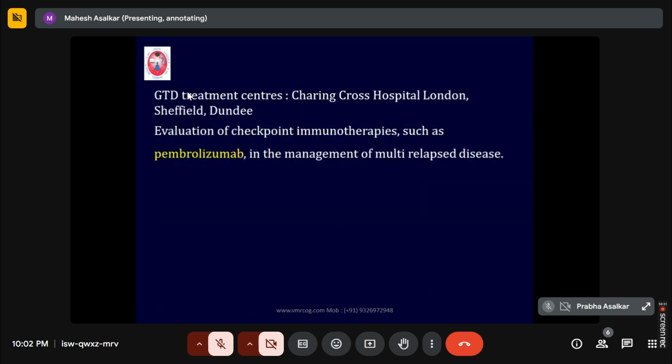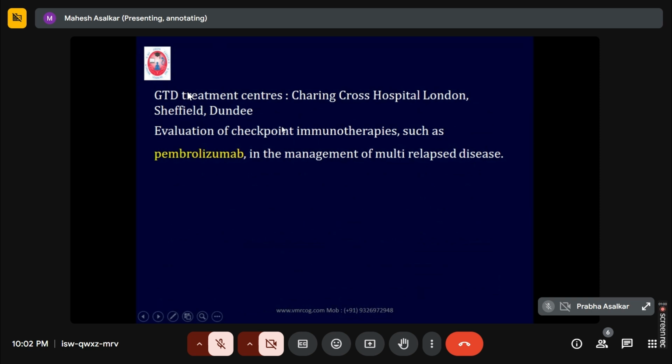Now, where are the GTD treatment centers? There is one at Charing Cross Hospital, London. Another is at Sheffield, and the third one is at Dundee. So London, Sheffield, and Dundee. That was also an SBA long back. They had given London, Sheffield, Dundee, then other options where one city was different. Some two options will be correct, the third option was wrong. So remember London, Sheffield, and Dundee.